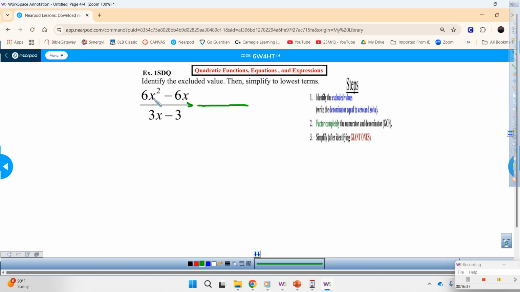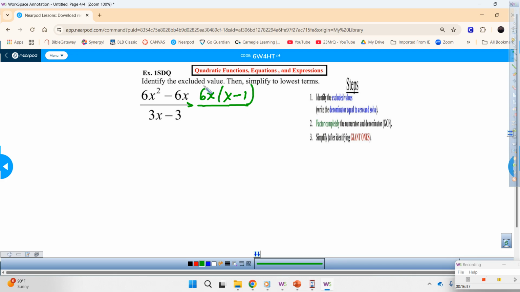All right, the top. What can we factor out, guys? Tell your neighbor, what can we factor out of each term? Rachel, what can we factor out of each term? 6x, and we're left with x minus 1.